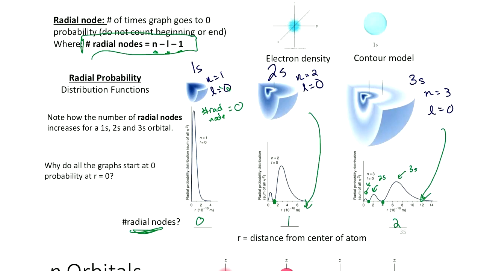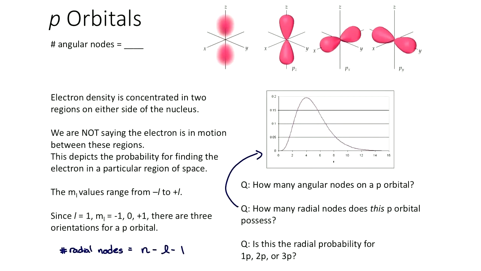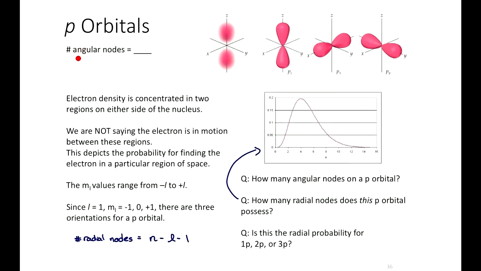Okay, so let's look at another one. Let's look at a p orbital. Let's remind ourselves how many angular nodes are in a p orbital. How many times do you have to twist the balloon animal? Once, yes, because that's what L is. L equals 1, we have a p orbital.